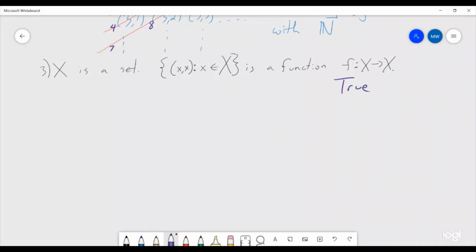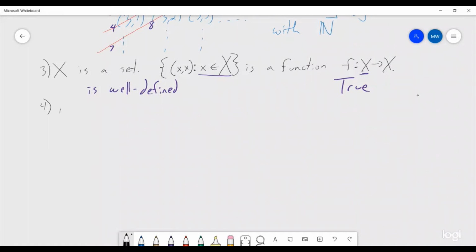Because the only requirement for a function is that everything in the domain, so everything in X, goes to something. Well, this goes to itself. And then we have to show it's well-defined. This is well-defined as well. And so because it's well-defined and defined for every element, it is going to be true.